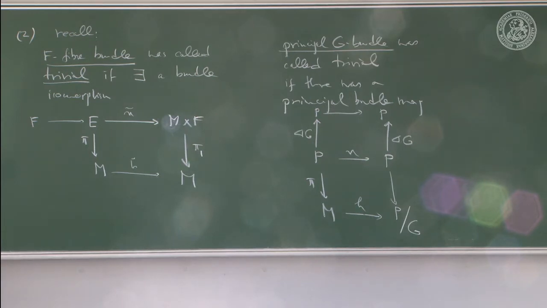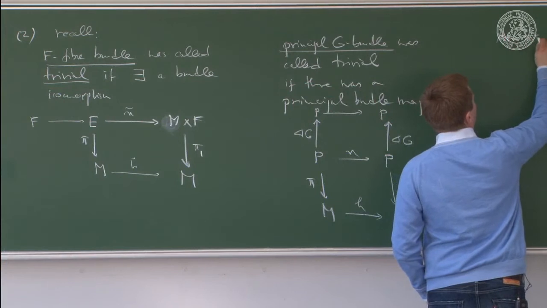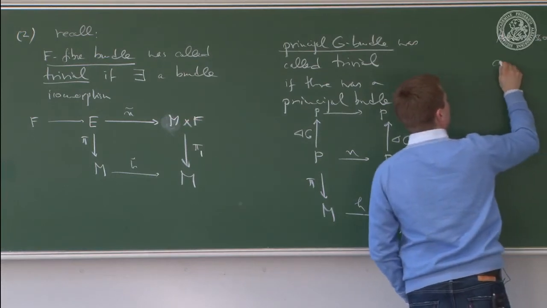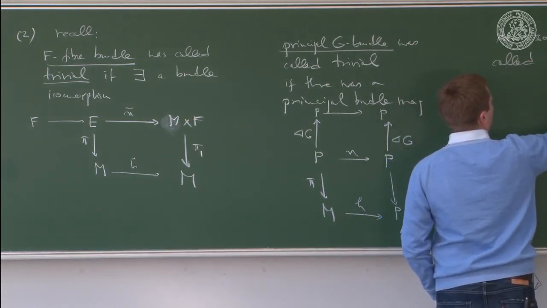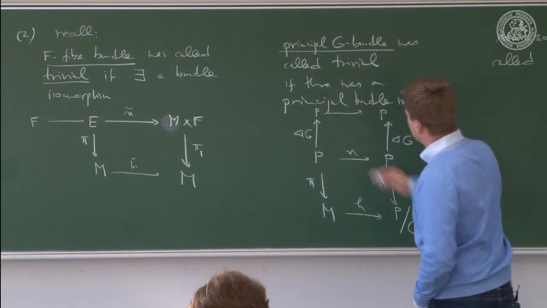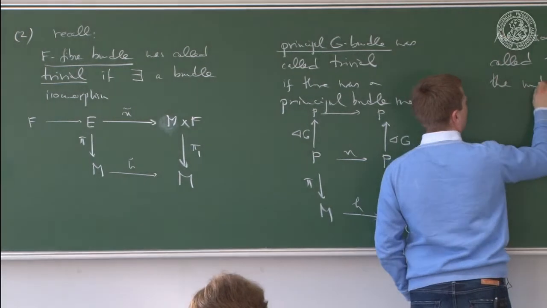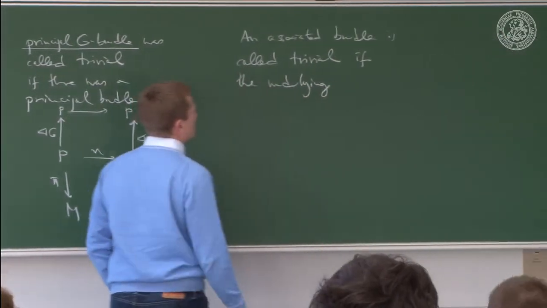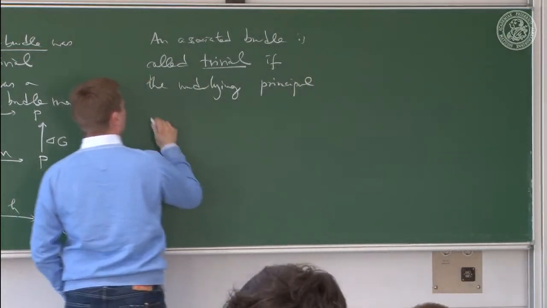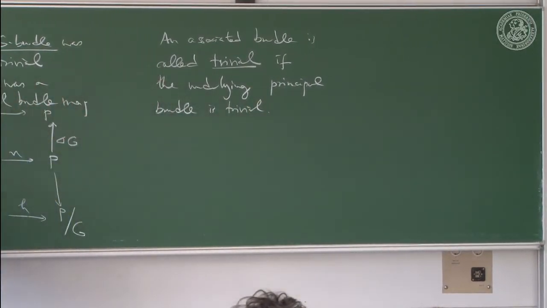But now here, an associated bundle is called trivial. Now it's not so convenient to define this again by a similar structure thing here. We simply say it's called trivial if the underlying principal bundle is trivial. That's the definition.